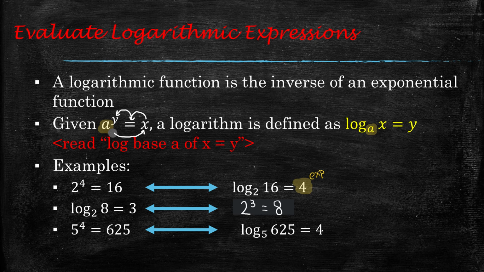Here we have log base 2 of 8 equals 3. When we convert that to an exponent, we start with our base 2 and raise it to the exponent of 3, and then it equals 8. And that's how we get this right here: 5 to the 4th equals 625. It converts to a log as log base 5 of 625 is equal to 4.